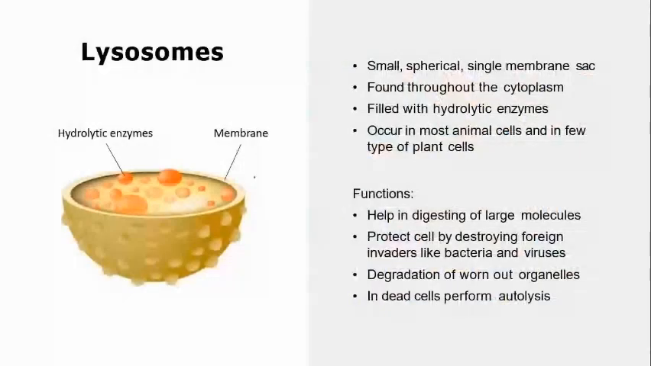The next one is the lysosome. It is a small spherical single-membrane sac found throughout the cell or the cytoplasm, filled with hydrolytic enzymes, occurring in most animal cells and few types of plant cells. For the function of the lysosome: first, it helps in digesting large molecules. It protects the cell by destroying foreign invaders like bacteria and viruses. It degrades worn-out organelles, and in dead cells it performs autolysis.